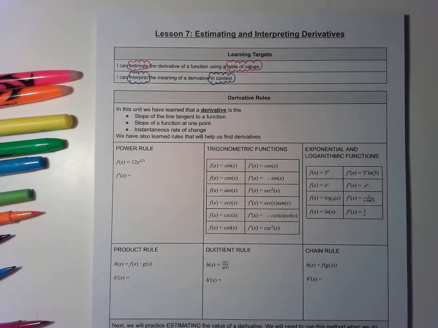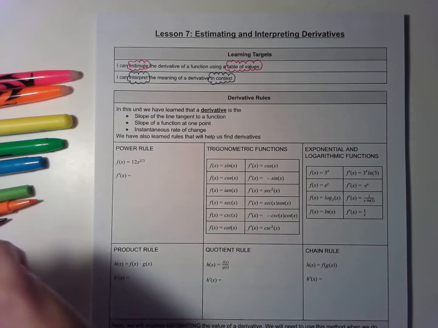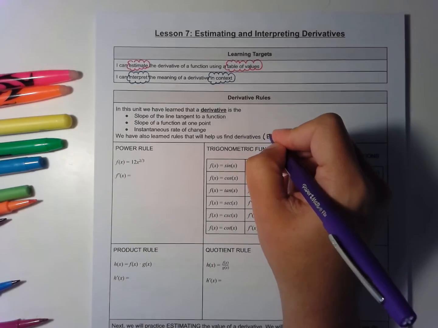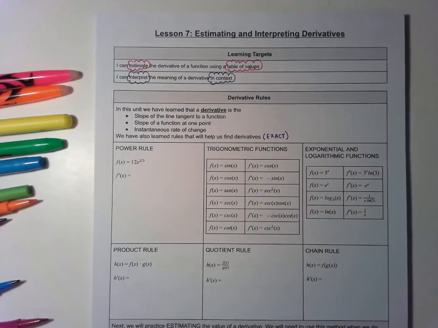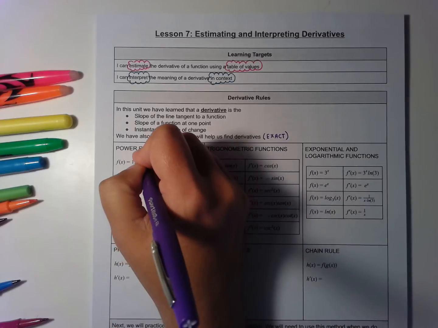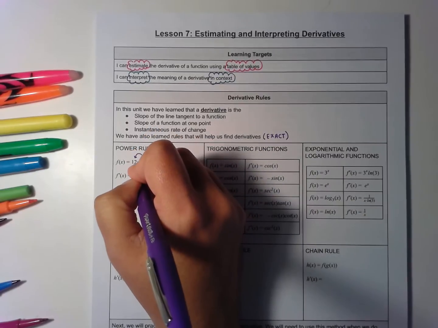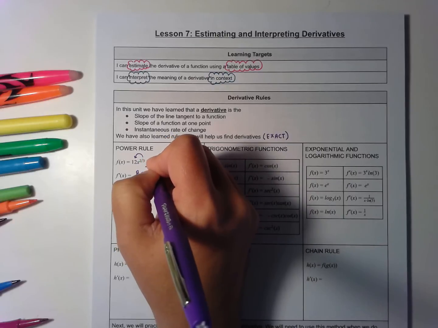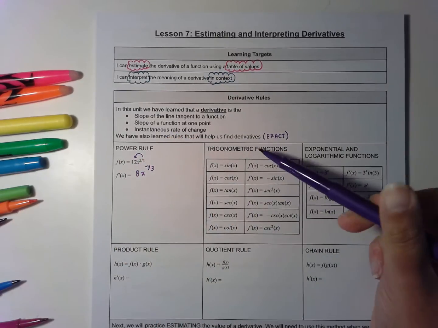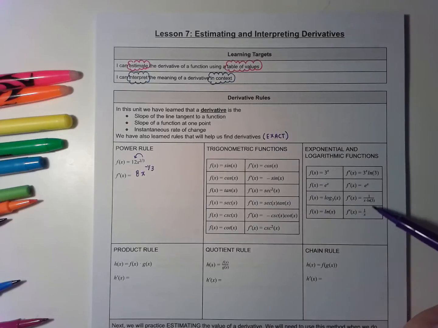Now, we've also learned some rules that will help us find derivatives. And when we use these rules, we are finding the exact value of the derivative. So we are not estimating here. We're actually calculating an exact value. The first rule that we learned was the power rule, which says drop it, which means multiply. So we would get 8x to the, and then we would subtract 1, which means negative 1/3 power. We learned several trigonometric rules. We learned exponential rules. And I put the actual function and the derivatives here for you so that you could see how those all lined up to review.